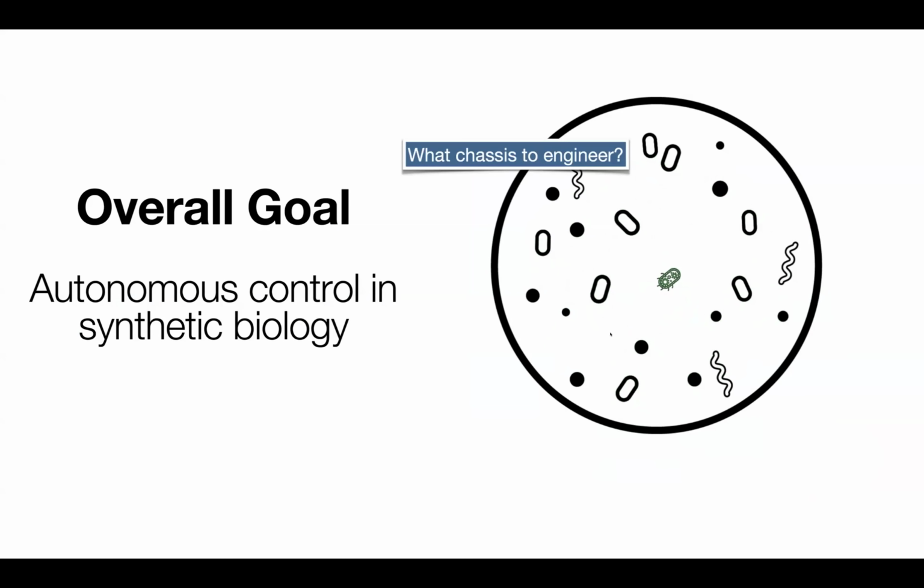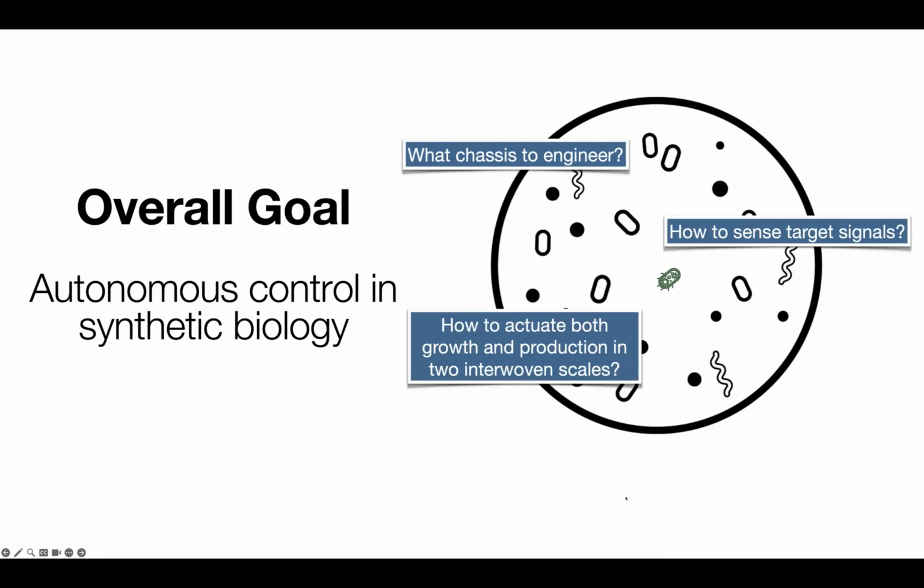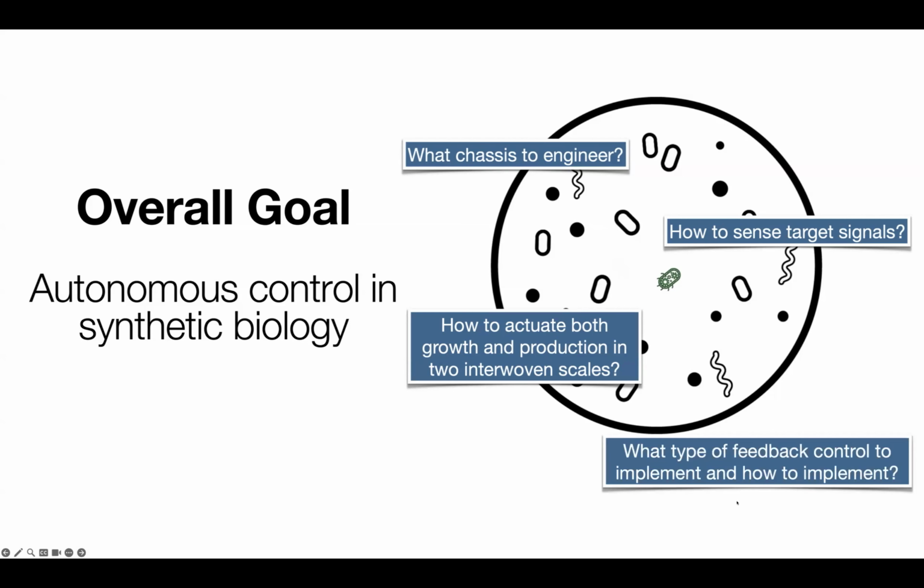So there are a bunch of questions that we need to answer. One is, what chassis do we engineer? Is E. coli good enough for everything? How do we sense these targets, and what type of sensors do we need to engineer? Also, how do we actuate both growth and production on these two time scales? And finally, what type of feedback control do we implement, and how do we implement it?